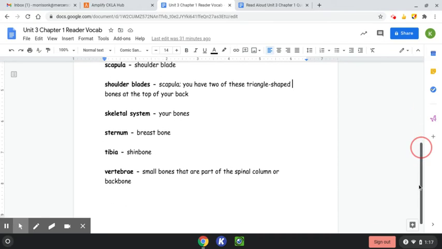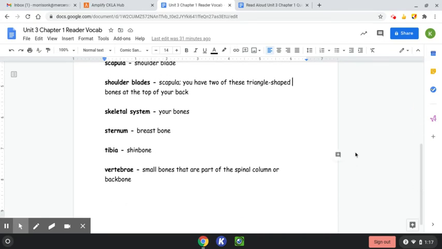Then the skeletal system is just your bones. The sternum is your breastbone. The tibia is your shin bone. And then vertebrae is a small bone, or small bones that are part of the spinal column or backbone.